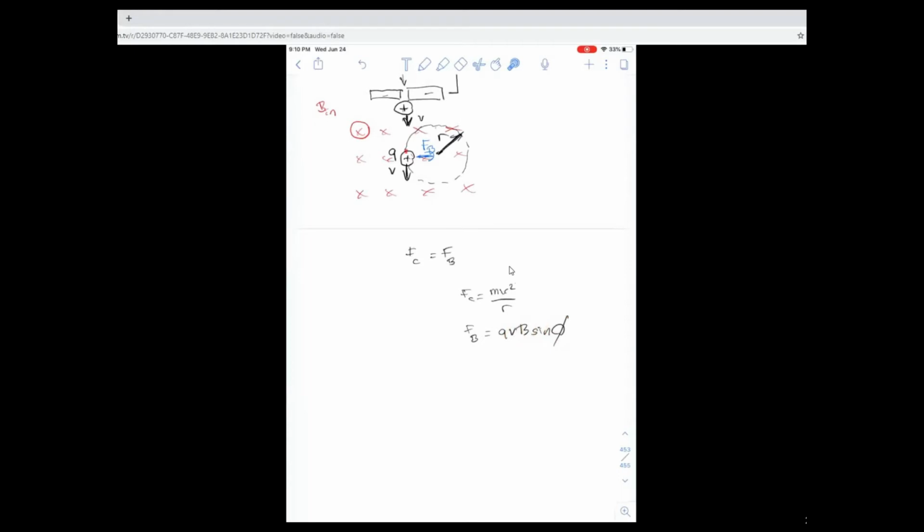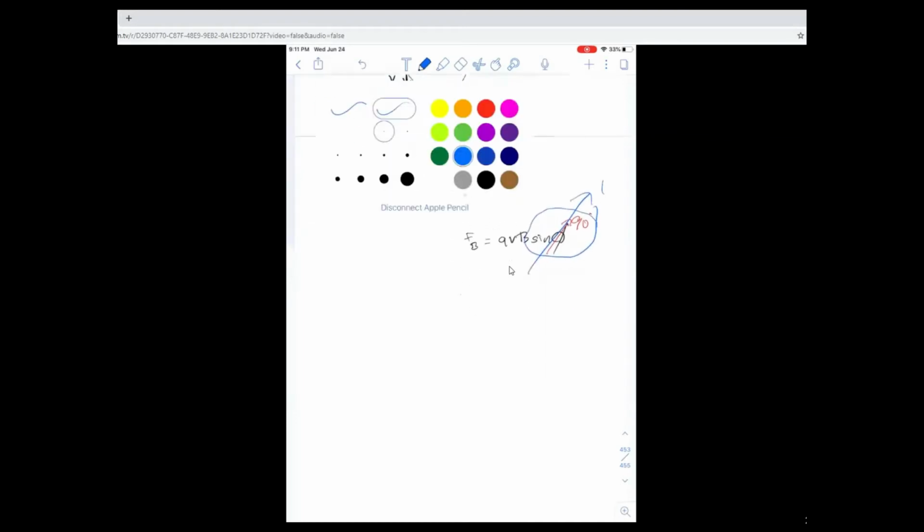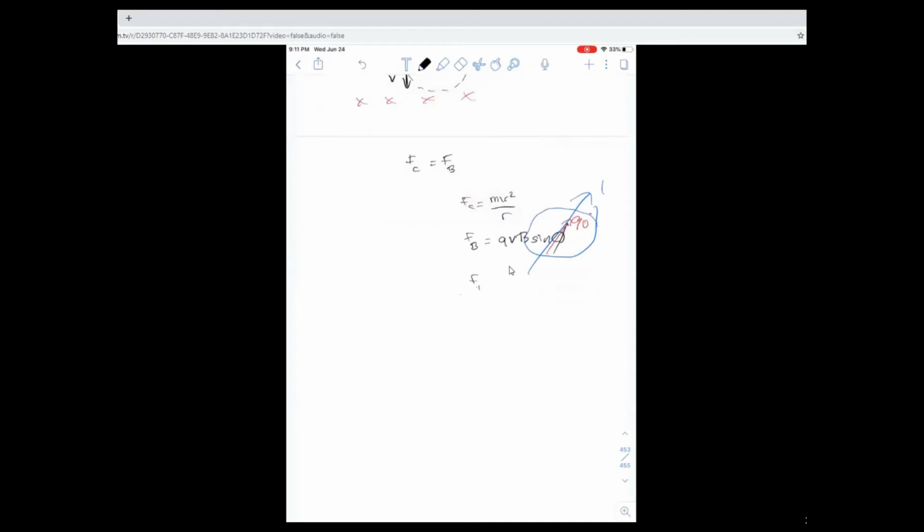The velocity vector is pointing in the downward direction. The magnetic field is going into the page, so you know this is going to be 90 degrees. So this entire thing is going to be 1, and that's it. We got a simplified expression, QVB.